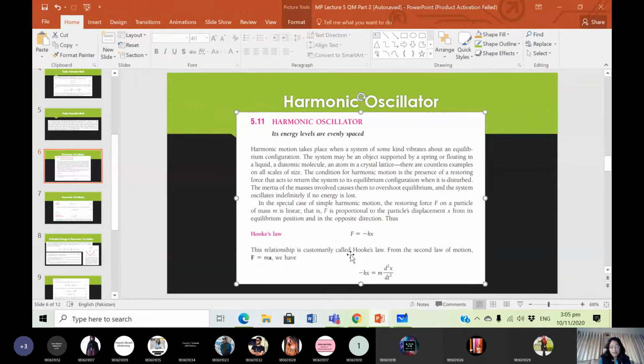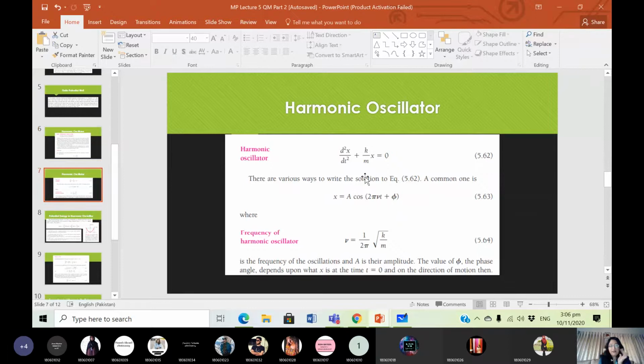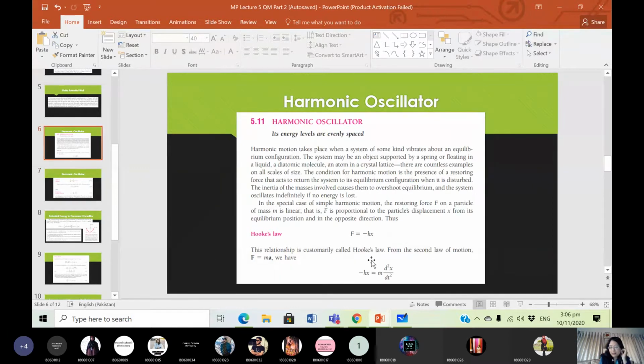Okay? So according to Newton's second law of motion, we have F equals ma. So if F equals minus kx, then minus kx equals m times d squared x by dt squared, because acceleration is given by d squared x by dt squared, right? You all know this, I suppose. So now, what are we going to do? We want to write down this equation as a differential equation. This equation is a differential equation.